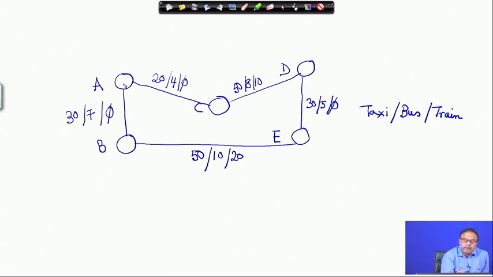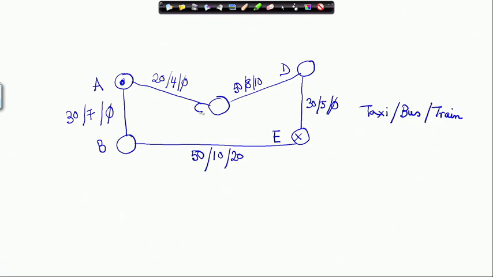Now, I am here and I have to reach this point from A to E. Now, I can go via A to C, C to D, D to E, or I can travel A to B, B to E. So, if I go from A to E by taxi, then it will be 30 plus 50, 80 rupees required. If I come via this path, it will be 20 plus 50, 70 plus 30, 100 rupees required.